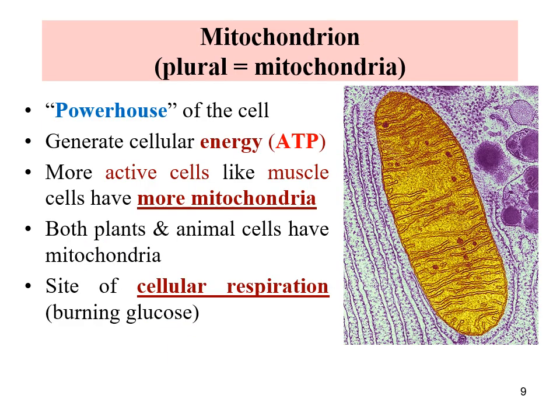The mitochondrion, plural mitochondria, is often called the powerhouse of the cell. Its main function is to generate cellular energy in the form of ATP. More active cells, like muscle cells, tend to have a larger number of mitochondria. Both plant and animal cells have mitochondria. It is the site of cellular respiration, burning glucose.